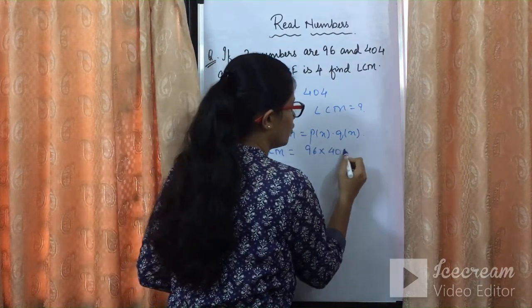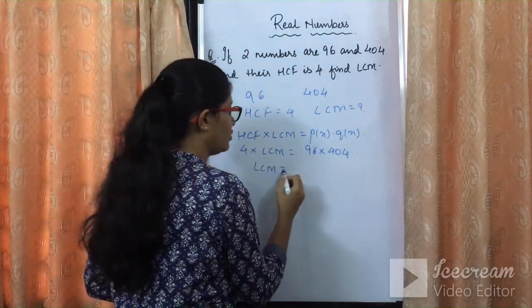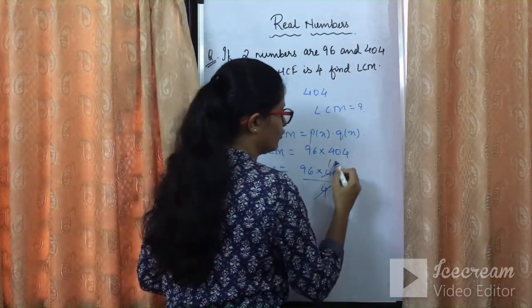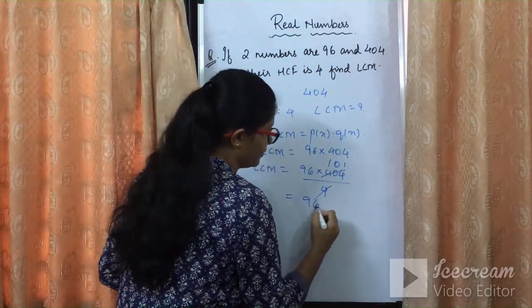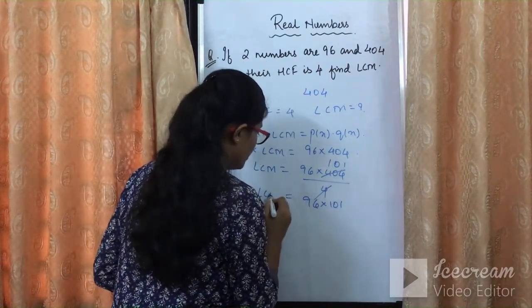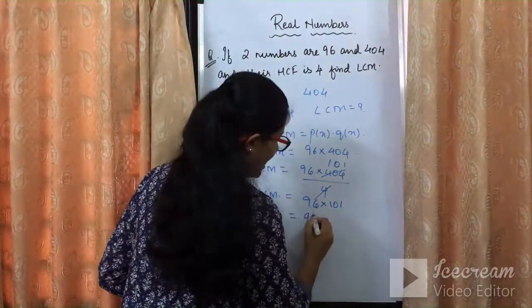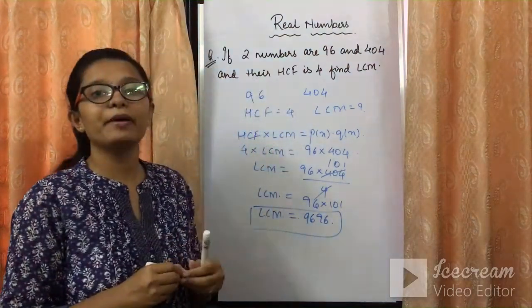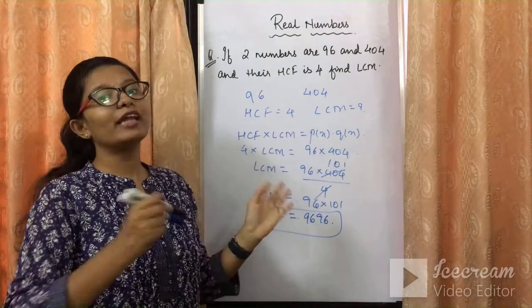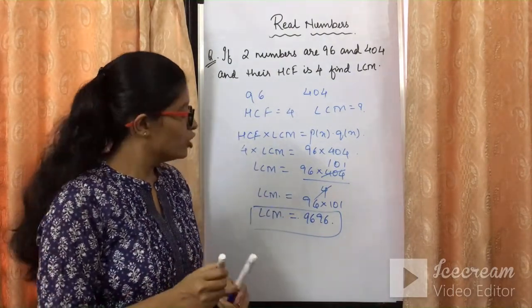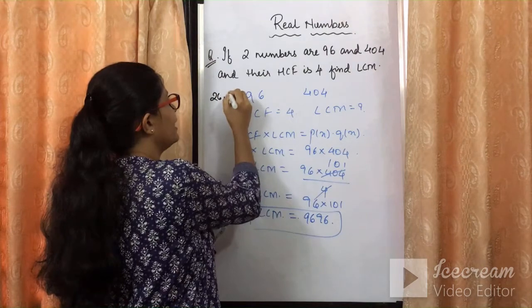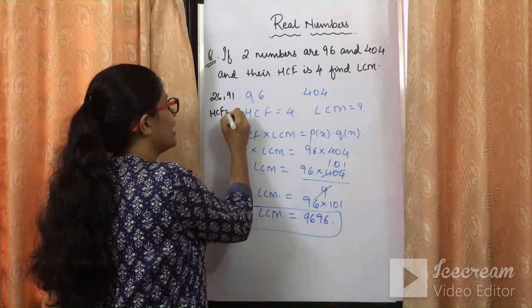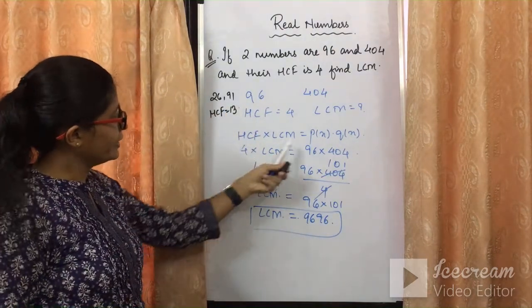So HCF is given as 4, LCM we need to find, and the two numbers are 96 and 404. So LCM can be taken out as 96 into 404 divided by 4. This 4 will get cancelled out, giving 101. So LCM is nothing but 96 into 101, which comes out to be 9696. So the LCM can be found if you have the two numbers and the HCF. In the last sum we did, 26 and 91, two numbers were given. Once I take out the HCF, which was 13, I can directly find the LCM from it.